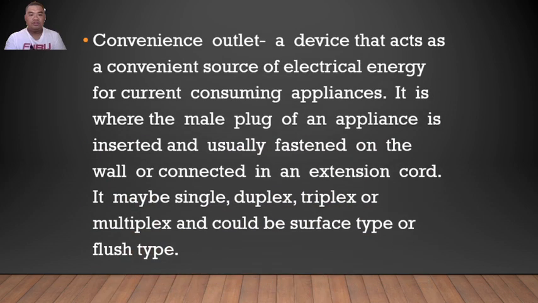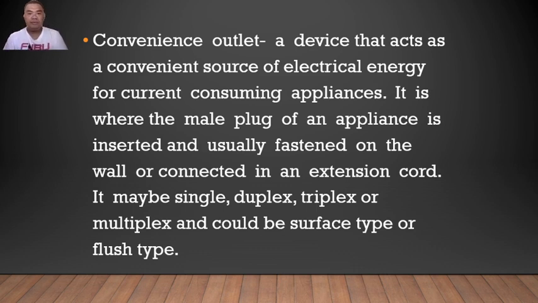Okay, so our first electrical material is the convenience outlet, a device that acts as a convenient source of electrical energy for current consuming appliances. It is where the male plug of an appliance is inserted and usually fastened on the wall or connected in an extension cord. It may be single, duplex, triplex or multiplex, and could be surface type or flush type. So the convenience outlet is where we are going to get the source for our current consuming appliances. That's why it is called convenience outlet, because it is a convenient source of electricity.